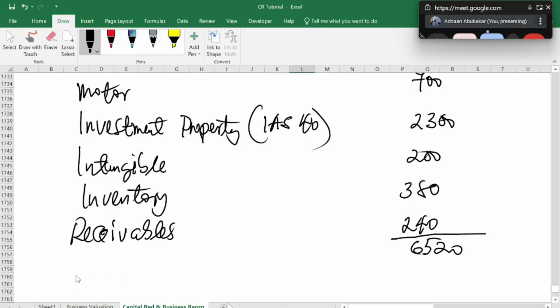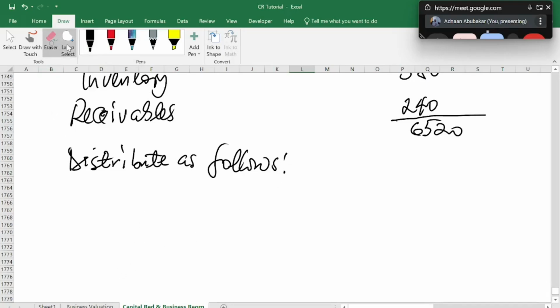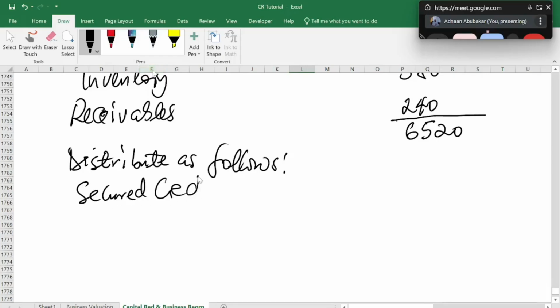So the next is the distribution of these proceeds. Distribute as follows. When you are doing distribution, which one did I say comes first, and which comes second, third, and so on? In distribution we have secured creditors first. So you consider secured creditors, fixed charge. They are the fixed people.